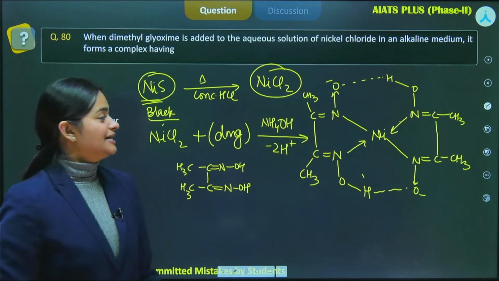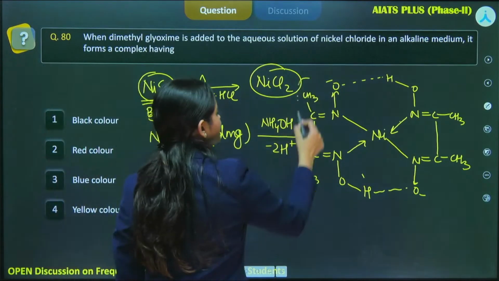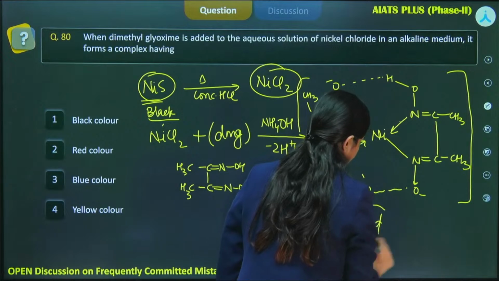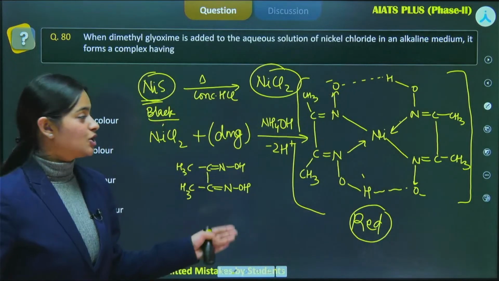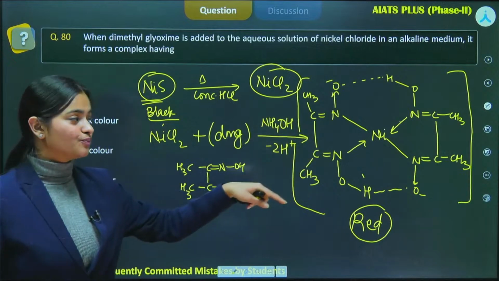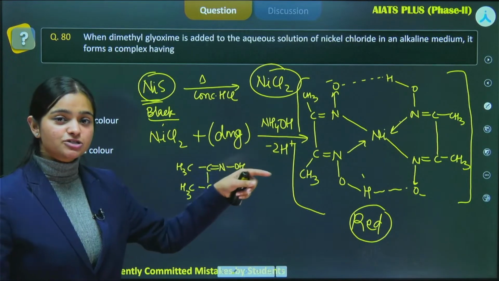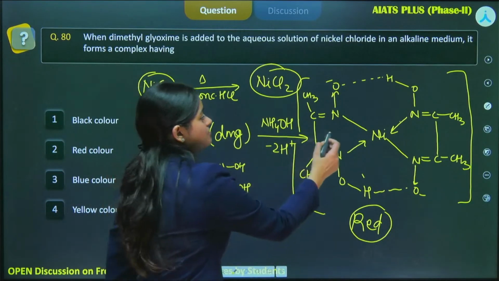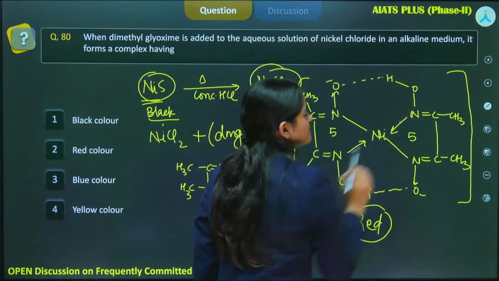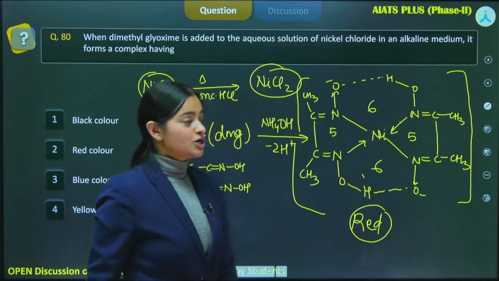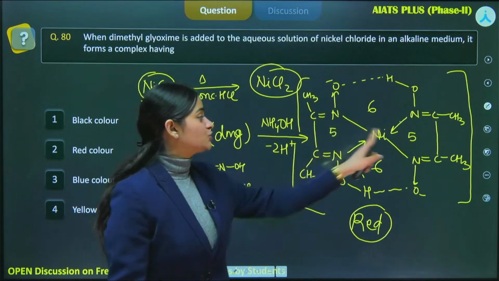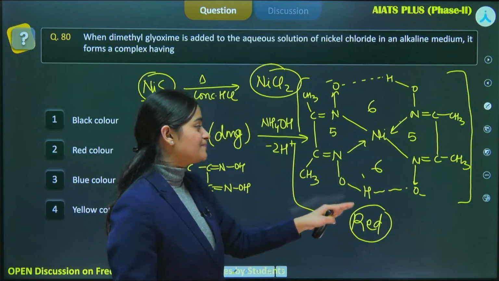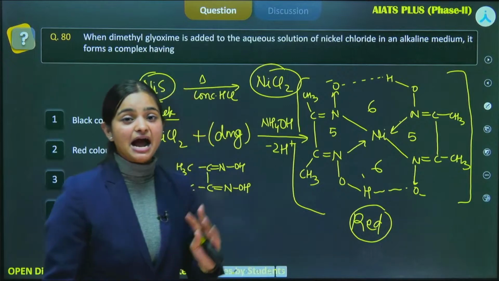Yes, exactly. This is a red colored complex, and the oxidation state of nickel is +2. The color is red and the oxidation state is +2. It is a very stable complex. How does it form? It has two 6-membered rings and two 5-membered rings, which contribute to its extra stability. That's why we say that the nickel DMG complex is highly stable and is red in color.